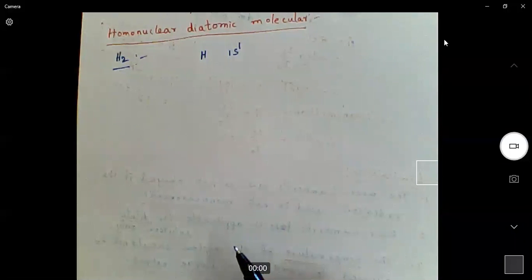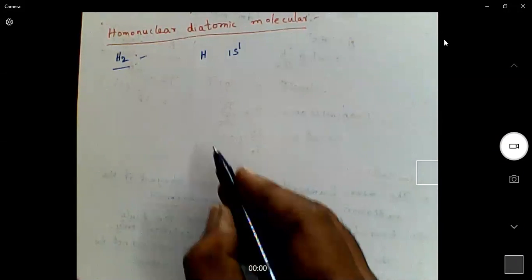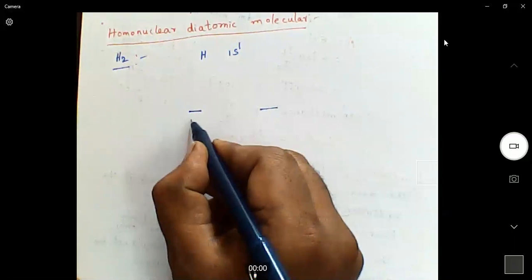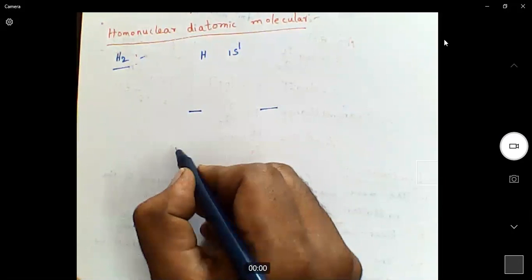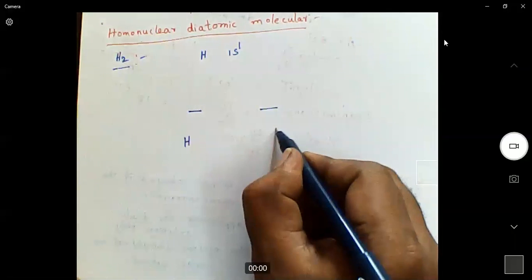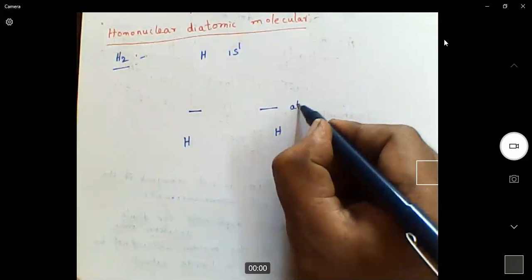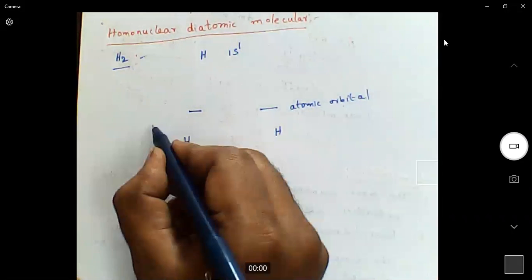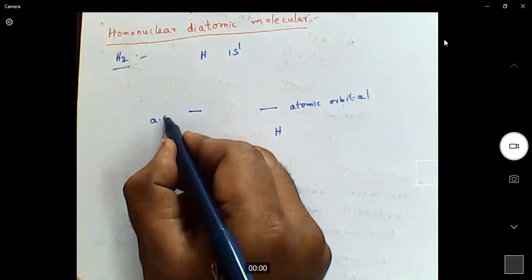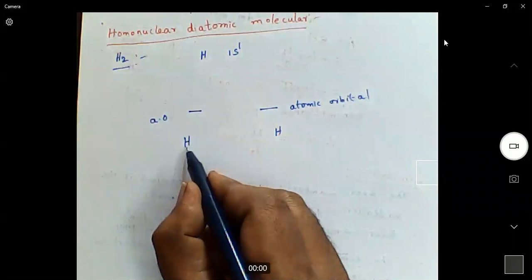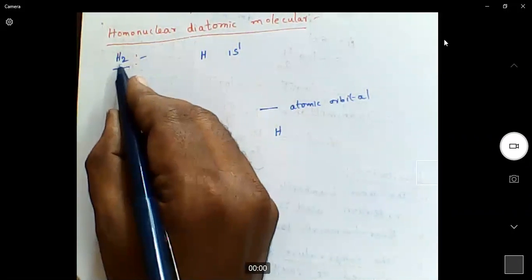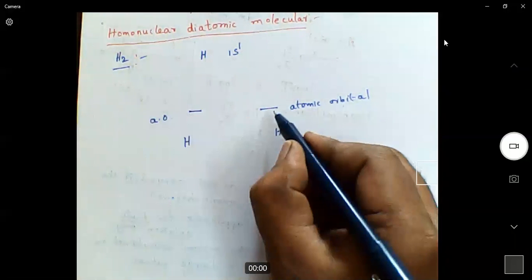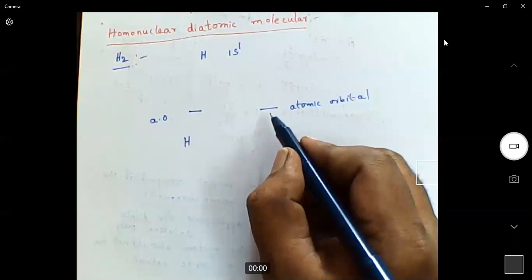Now, how do we construct the MO diagram for this? We need to take two equal levels which represent hydrogen atoms. This is the atomic orbital of a hydrogen atom. This is again the atomic orbital of another hydrogen. In the hydrogen molecule, we have two hydrogens. So this represents the 1s orbital of one hydrogen atom. This represents the 1s orbital of another hydrogen atom.